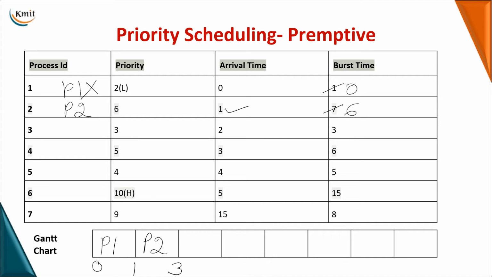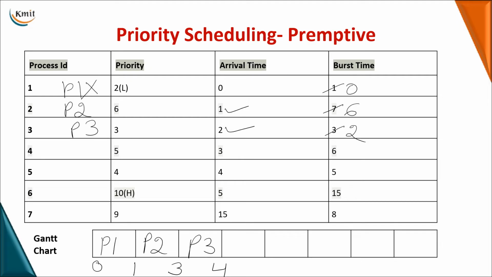Now you are at 2 milliseconds. Check how many processes have entered. Now you have P2 and P3 both in the ready queue. Among these two, which one do you select? You check the priority. The least integer value indicates the highest priority. So you assign this to P3. For how many milliseconds? Only 1 millisecond. And this reduces to 2.